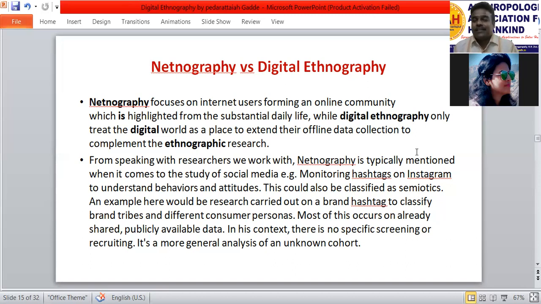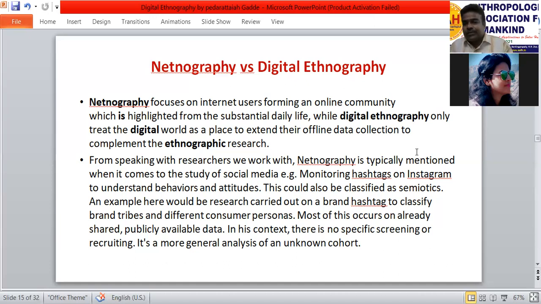So digital ethnography's major focus is people. By using the digital world, it reaches people to conduct the ethnography. They pose questions to collect the data to carry out their ethnographic endeavor. They connect with the people live, and they try to understand the relationships of the people with the digital world.